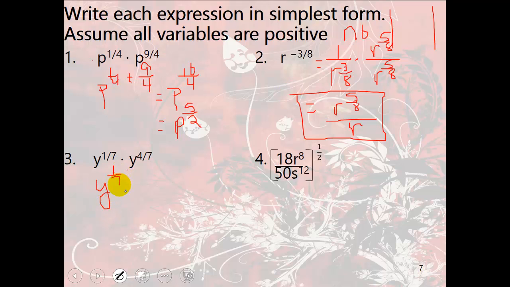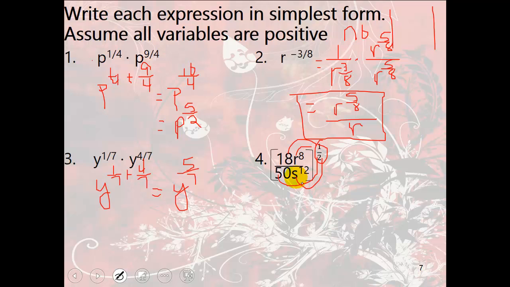So that becomes y to the 1/7 plus 4/7, which is y to the 5/7. It's not negative, there's no perfects in there, so I'm done. Number 4, you're going to apply this 1/2 to every single factor.